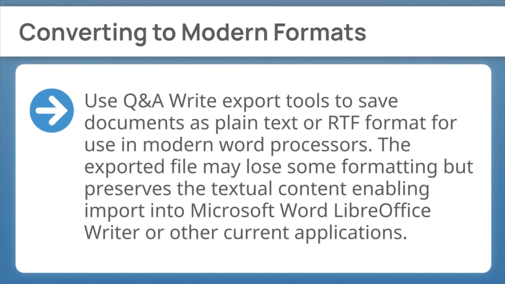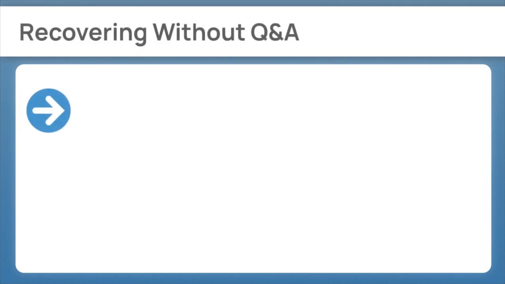Use Q&A Write export tools to save documents as plain text or RTF format for use in modern word processors. The exported file may lose some formatting, but preserves the textual content, enabling import into Microsoft Word, LibreOffice Writer, or other current applications. Finally, recovering without Q&A.